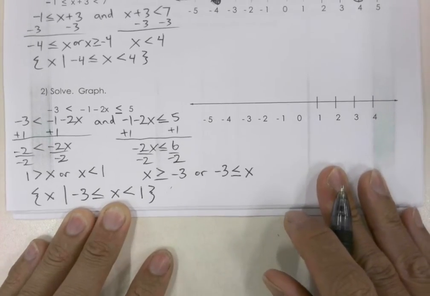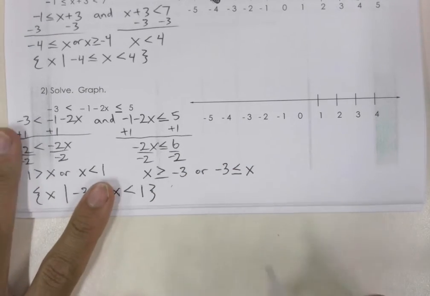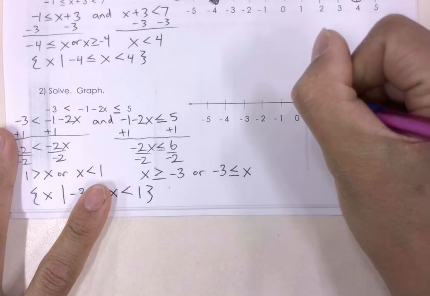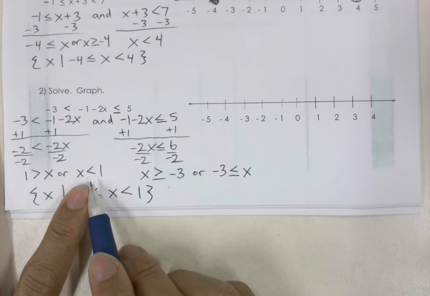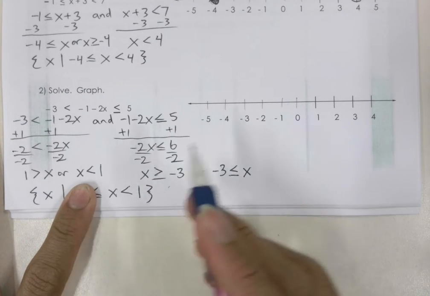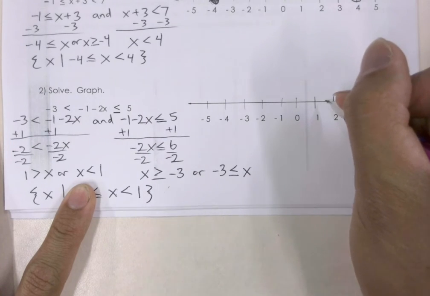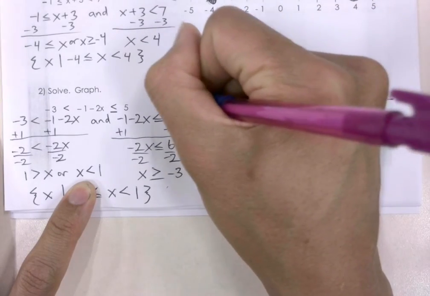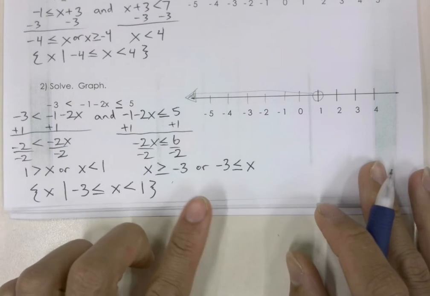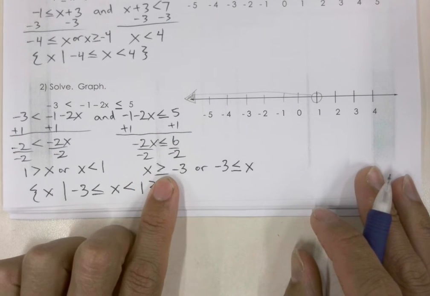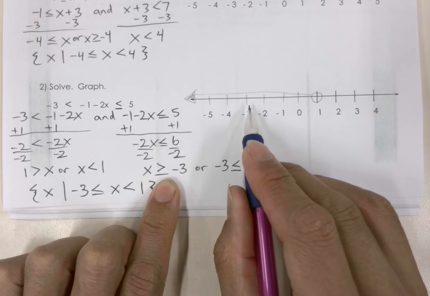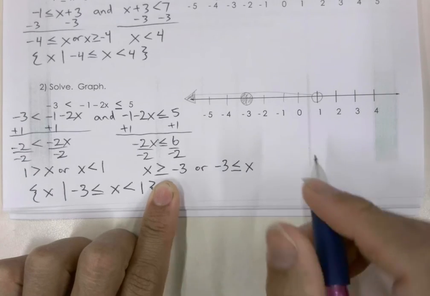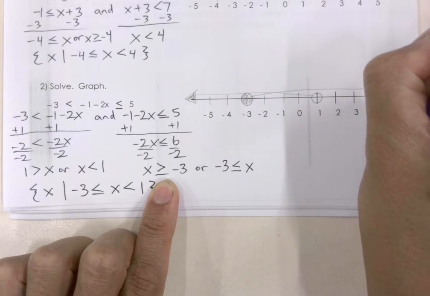Alright, so now that we have our solution set, we want to go over here and graph it. I'm going to get out my pencil, and I have 5, 4, 3, 2, 1, and 0. Let's go ahead and graph the first one here: x is less than 1. I'm going to go to 1, and I'm going to have an open circle, and my arrow is pointing this way. On my other inequality, I have x is greater than or equal to negative 3. So I go to negative 3. I use a closed circle, and my arrow is pointing to the right, that way.